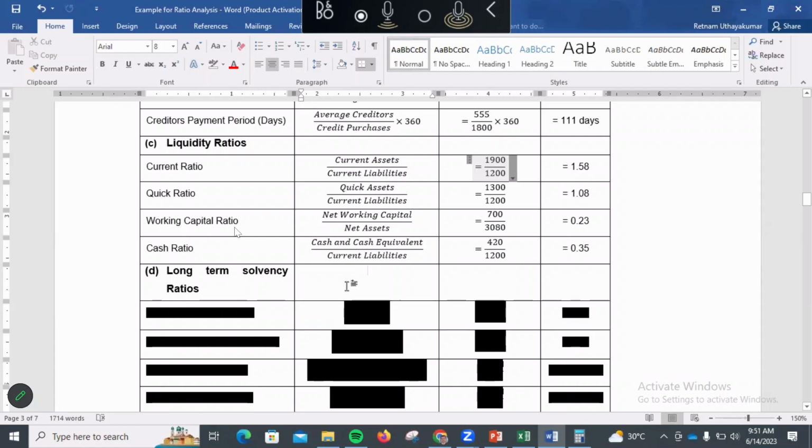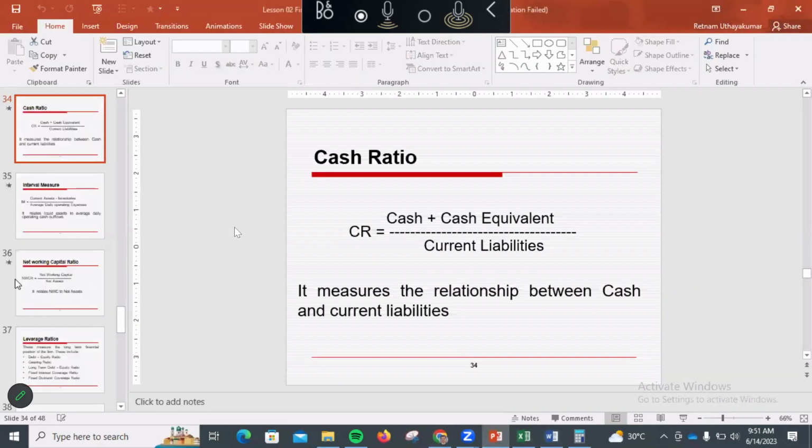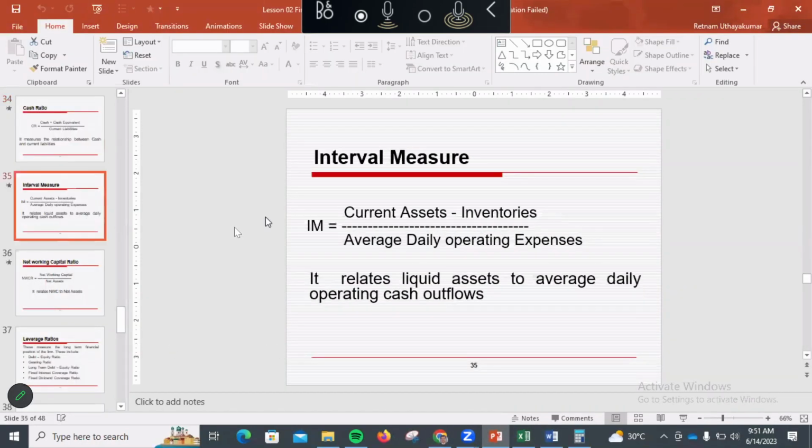Interval measure also you can calculate. But to find out this interval measure, you want to add the average daily operating expenses. This is not given in the question. You want to calculate it by dividing the total operating cost by 360.